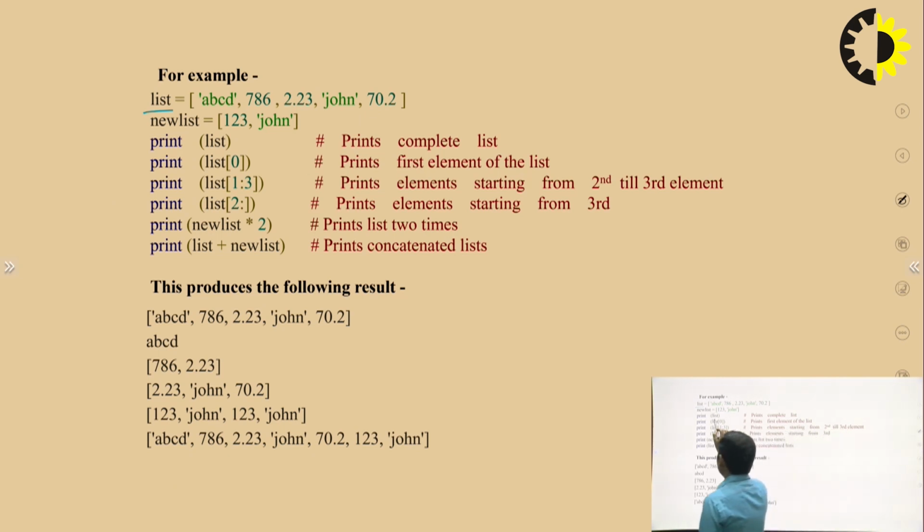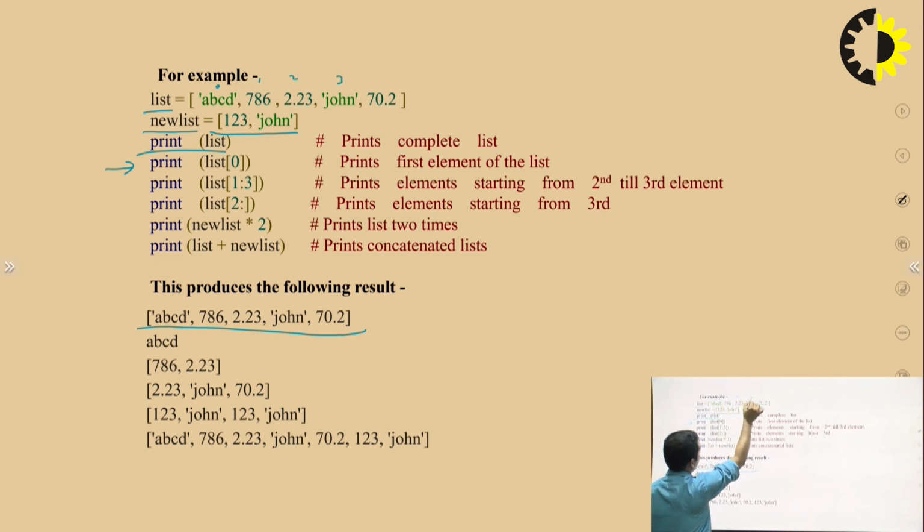And there is another list, named new list. Two objects, list and new list. And new list has the elements 1, 2, 3, integer type, and John, string type. Now print list, this will simply print the whole list, the list object is this one. Now second, print the element present at location 0 in the object list. At location 0 the element is this one, 0, 1, 2, 3 and 4. So at location 0, ABCD is here, so ABCD will be printed.